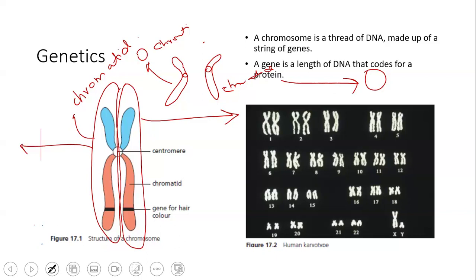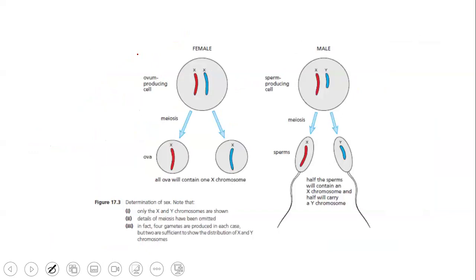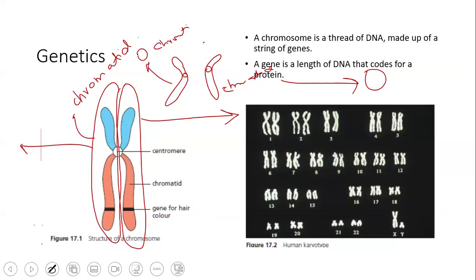So this is exactly what a chromosome is: a condensed form of DNA. It's made up of two chromatids, and both chromatids are going to have one copy of DNA inside them. Now, you should know that the number of chromosomes in every species is very important. Every species has a specific number of chromosomes.